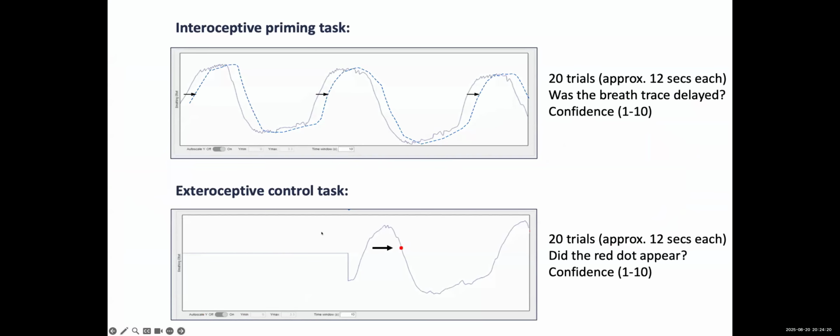In half of the trials, the trace is delayed by 400 milliseconds, and in the other half, it is synchronized with their breathing. And then we ask participants after each trial whether or not the trace was delayed. Or participants will start with the extraceptive control task, in which participants watch the same breath trace, but instead they're looking for a red dot, which will flash up along the trace in half of the trials, and then we ask them after each trial if the red dot appeared.